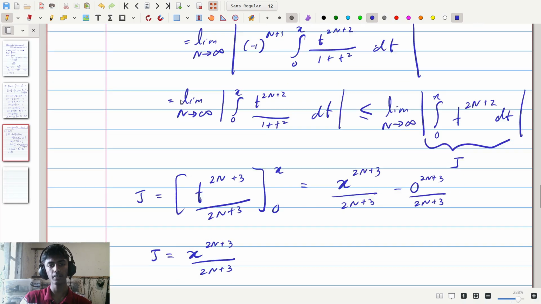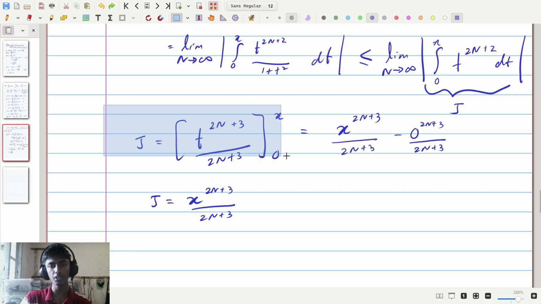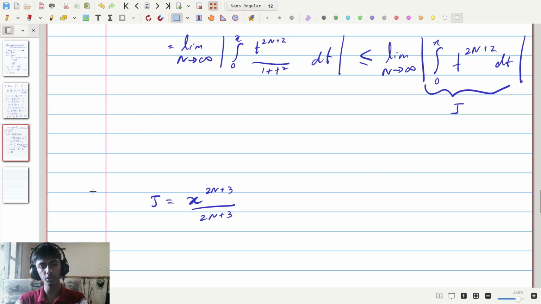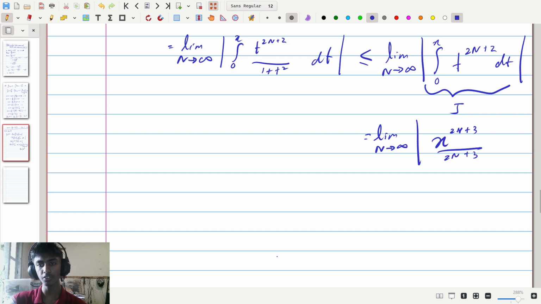Substituting that in, we can see that the limit over here is going to be less than or equal to this limit, which is going to be equal to this expression here, which I'm going to substitute as the limit as n approaches infinity of the absolute value of x to the power of 2n plus 3 divided by 2n plus 3.